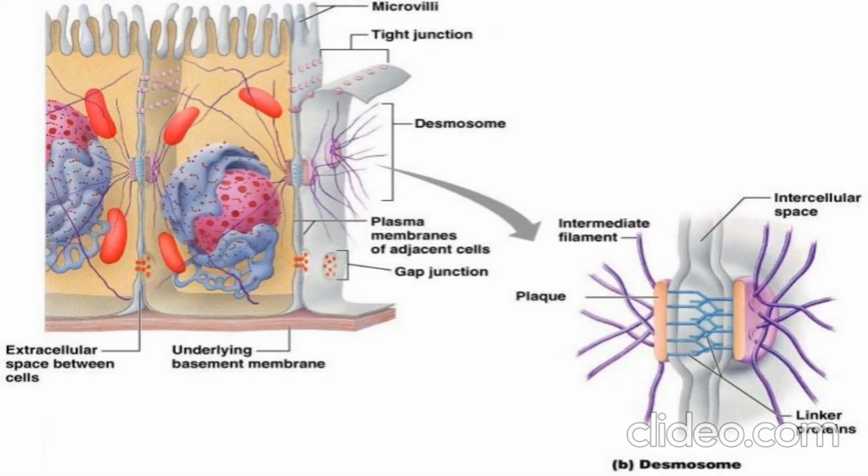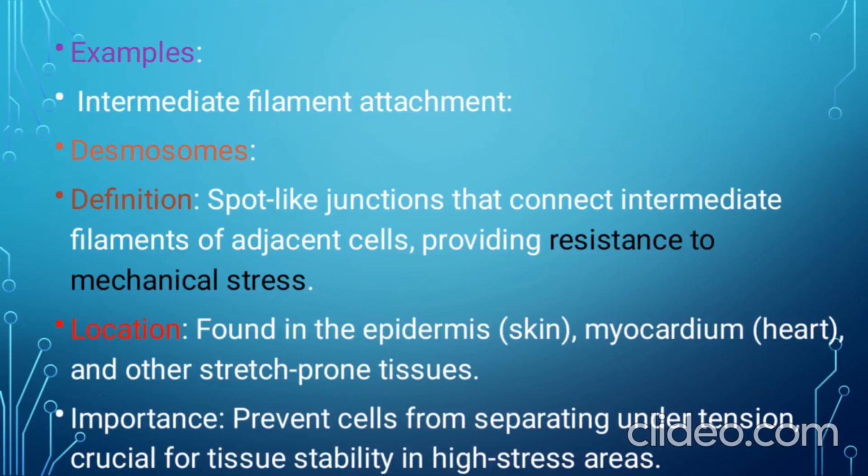We'll be talking about the desmosome first. The desmosome is a spot-like junction that connects the intermediate filaments of adjacent cells and provides resistance to mechanical stress. You can find it in the epidermis of the skin, in the myocardium, which is the muscle of the heart, and other stretch-prone tissues. The importance of the desmosome is to prevent cells from separating under tension, and it is crucial for tissue stability in high stress areas. The key thing about the desmosome is that it attaches intermediate filaments together and attaches cell to cell.